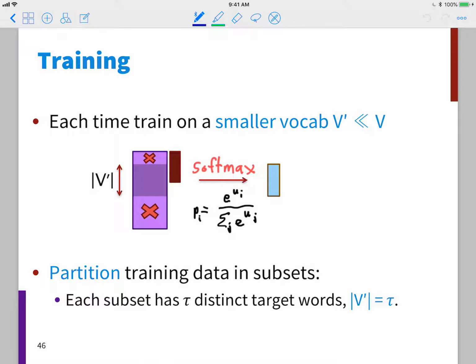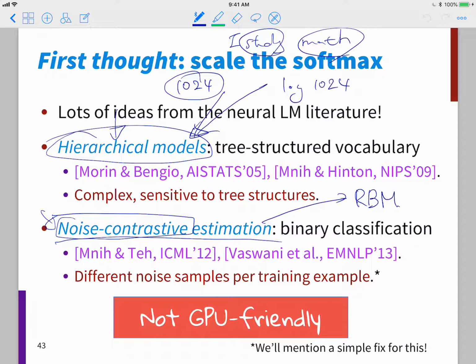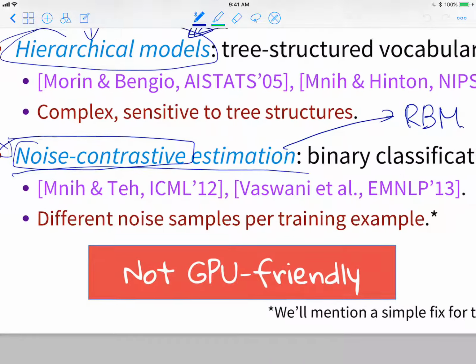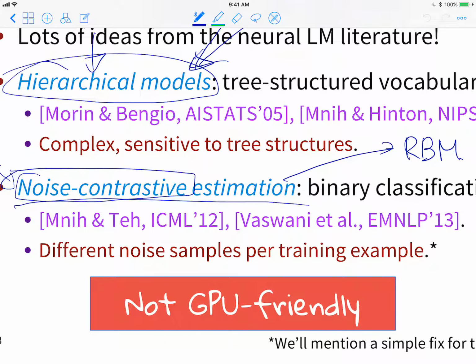And this one is, in the case of noise contrastive estimation or negative sampling, Chris Manning said it's not GPU friendly, but I'm not actually sure why it is not GPU friendly. Does anyone know?